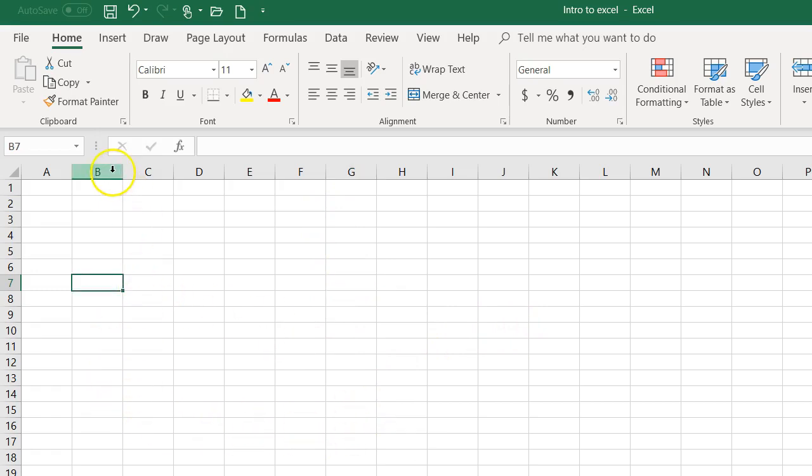It's named by the letter at the top, so this cell would be called B, and the number at the side, so it is B7. This cell would be called G4.